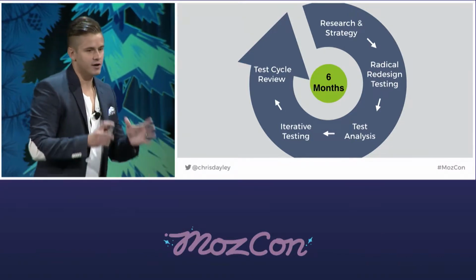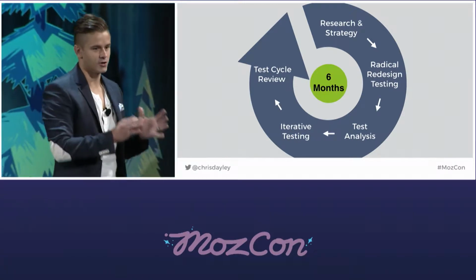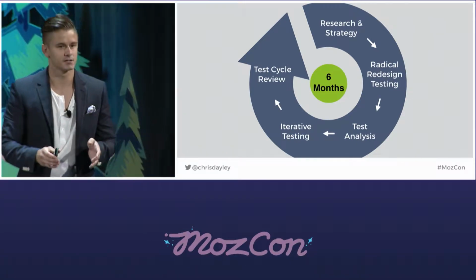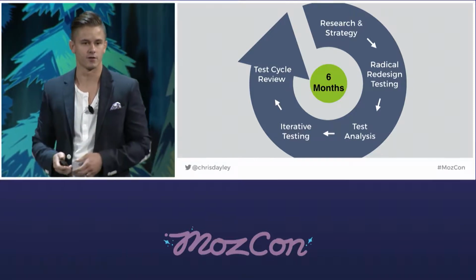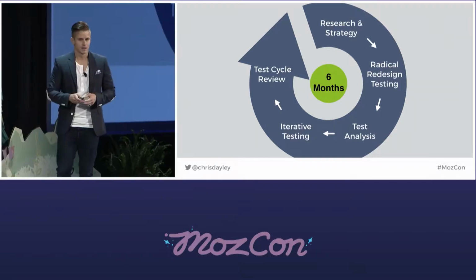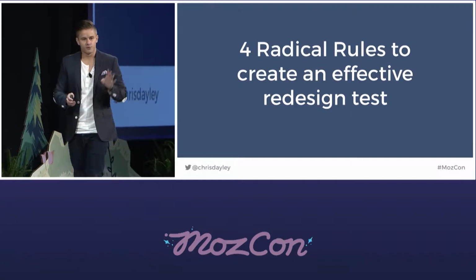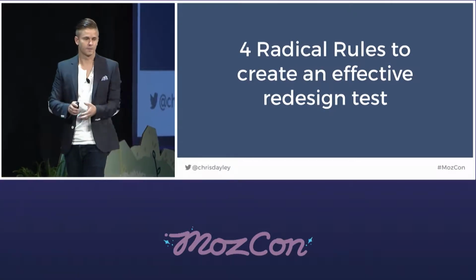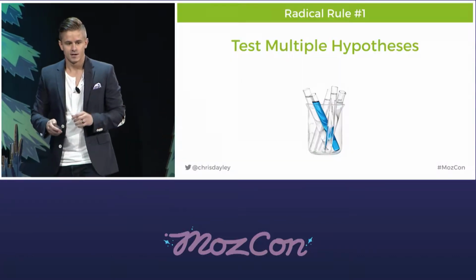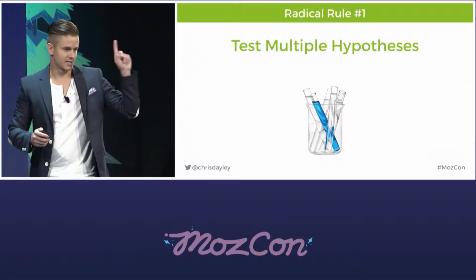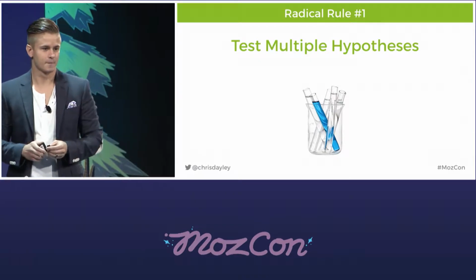And so if you're not doing a radical redesign test on your key pages of your site every 6 months, you may be operating under assumptions that are no longer valid for your audience. So I'm going to suggest 4 radical rules for creating an effective redesign test. Radical rule number 1, test multiple hypotheses.